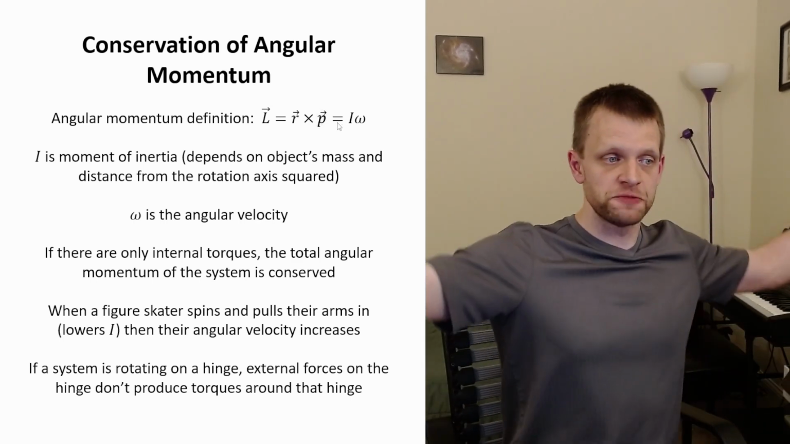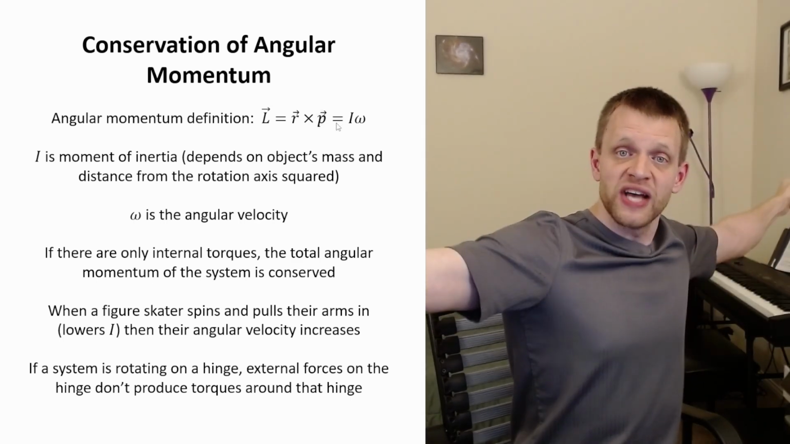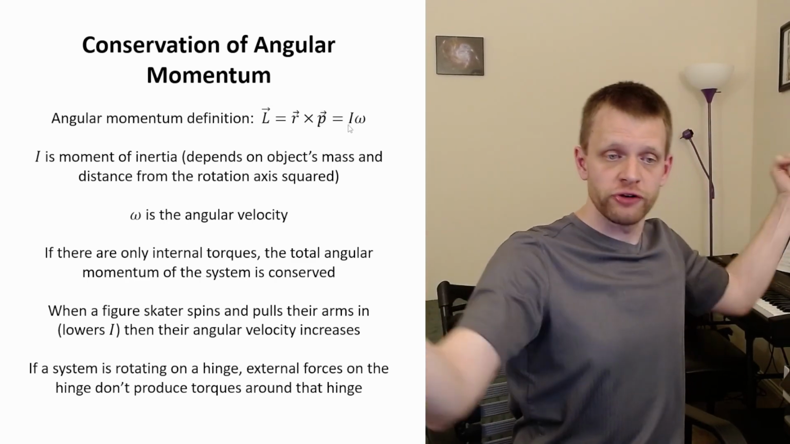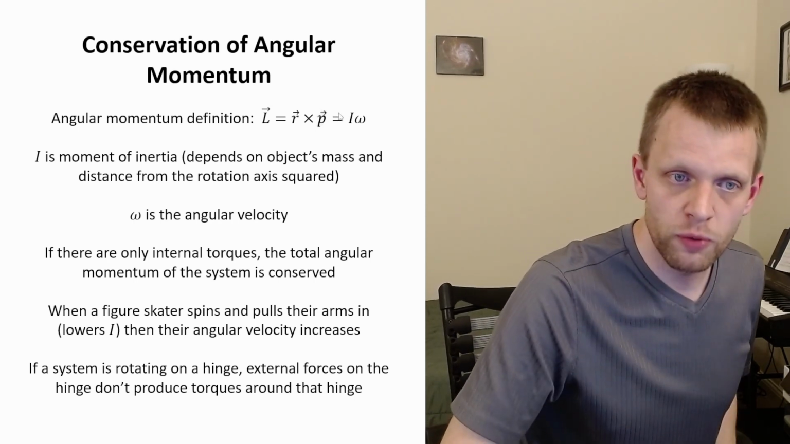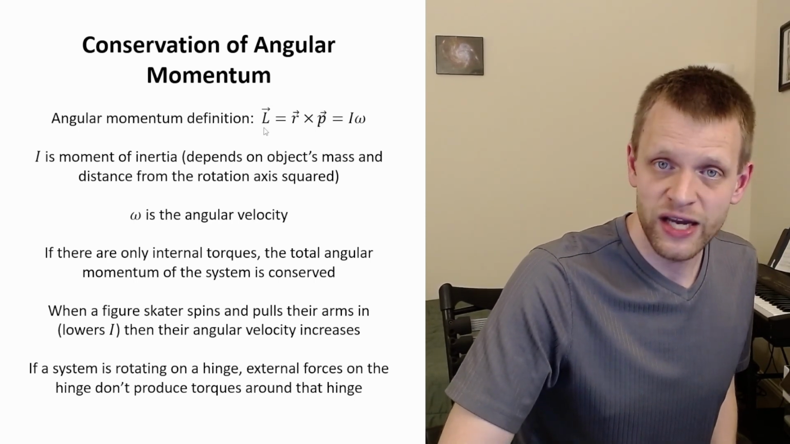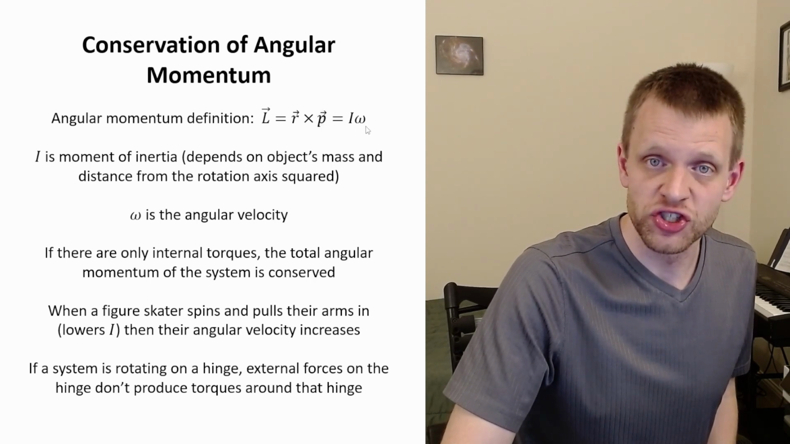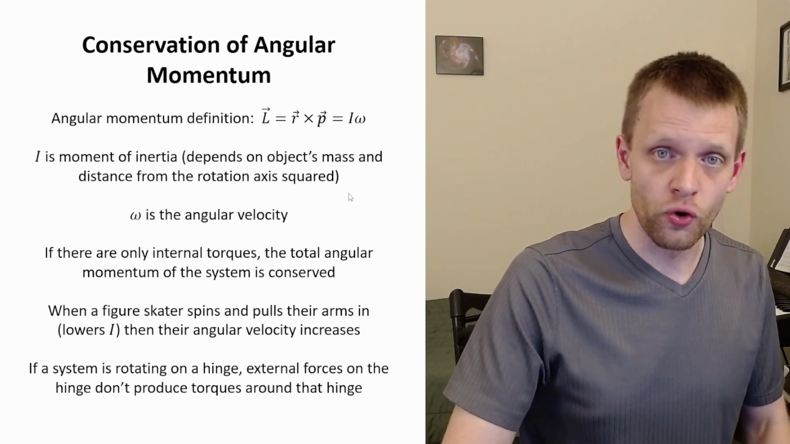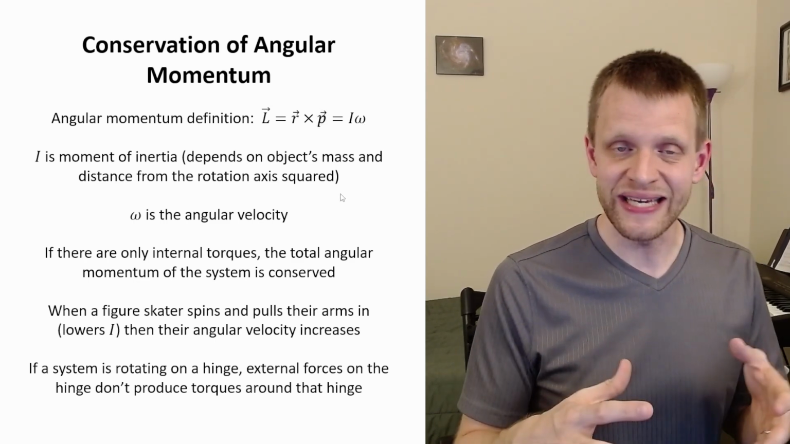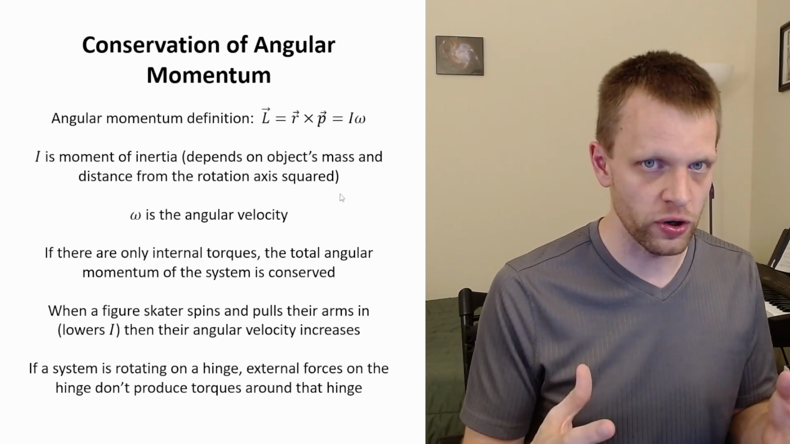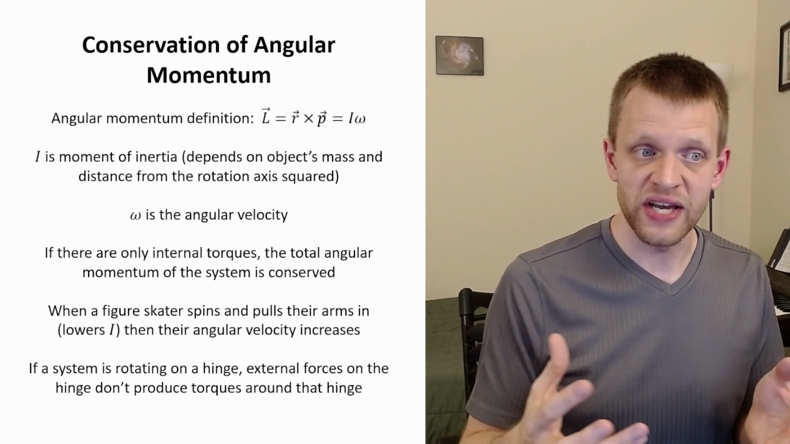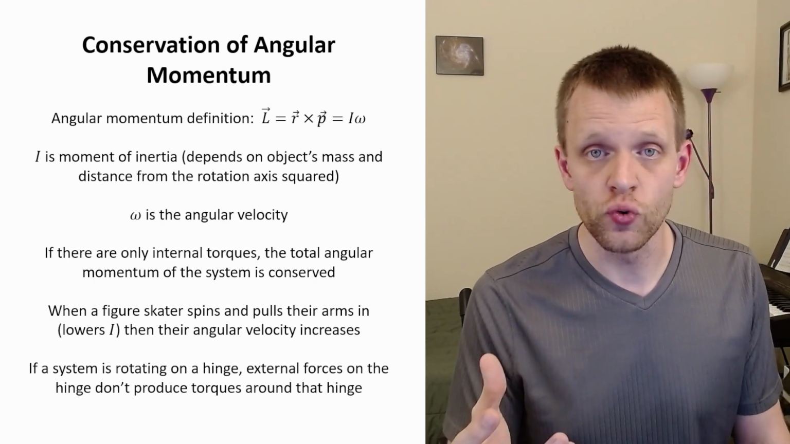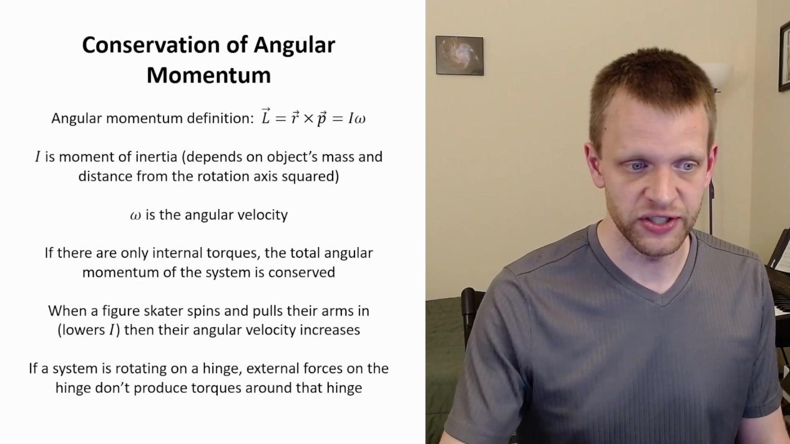When the figure skater is spinning with their arms out, they have a very large moment of inertia. When they pull their arms in, that's going to lower their moment of inertia. But if the angular momentum isn't changing, that means their spin rate, their angular velocity, has to increase. And again, for systems where we have only internal torques, there's no external torque acting on the system, we can say that this total angular momentum is going to be conserved. And again, it's a very useful tool under these particular conditions.